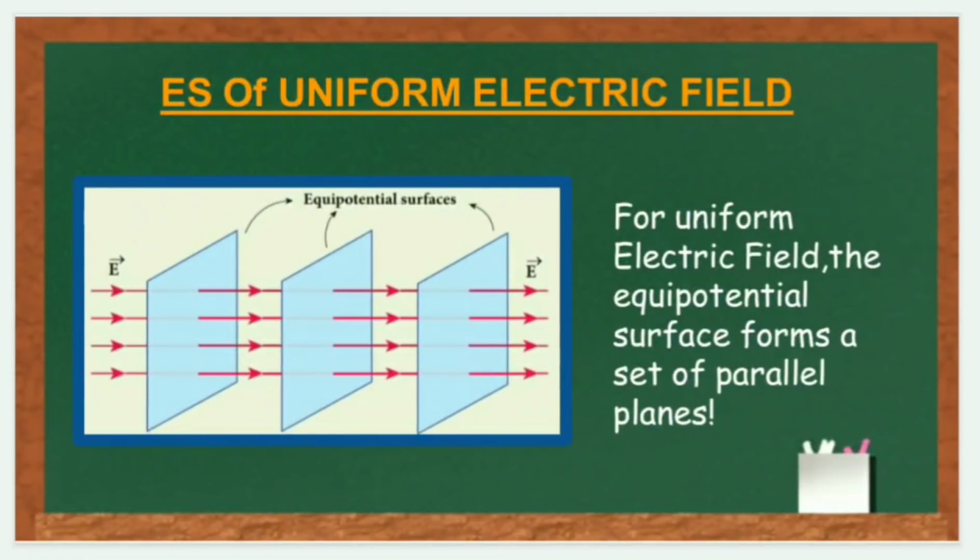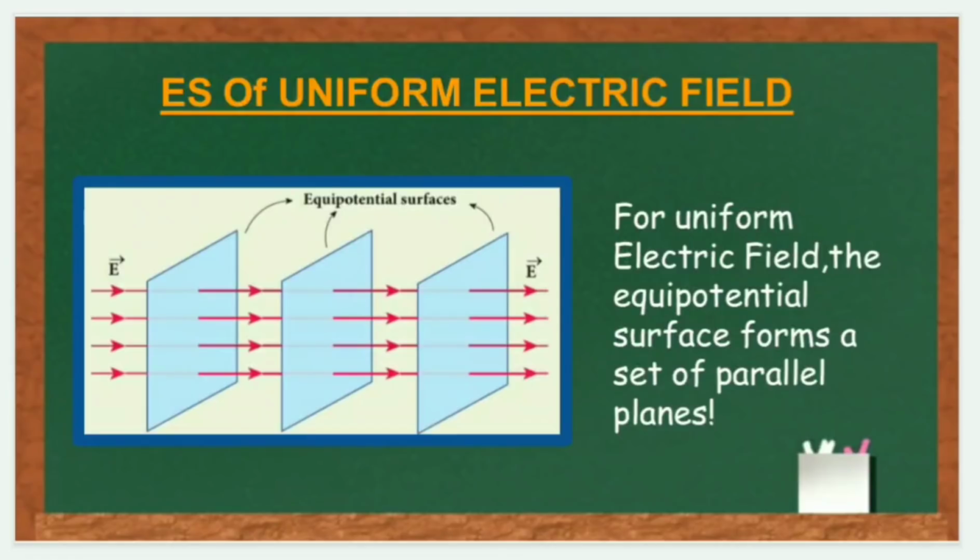Now pass on to the second one, that is equipotential surface of a uniform electric field. Look at the electric field given in the diagram. You can see that it is pointed towards the right. So on the left side the positive charges must be present, or maybe on the right side the negative charges must be present. In that case, the equipotential surfaces are a set of parallel planes. But how? Look at the first plane. For all the points present in the plane, they will be at the same distance from the charges present on the left side, isn't it?